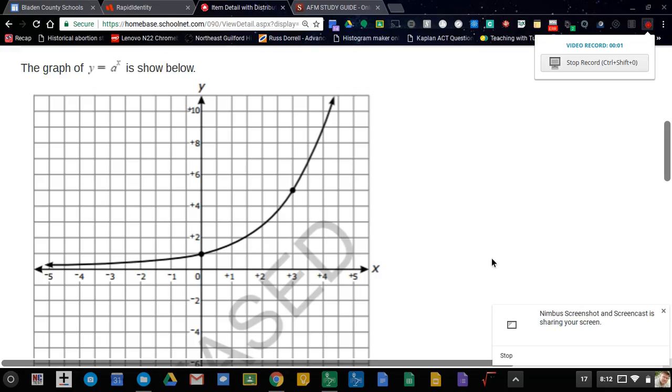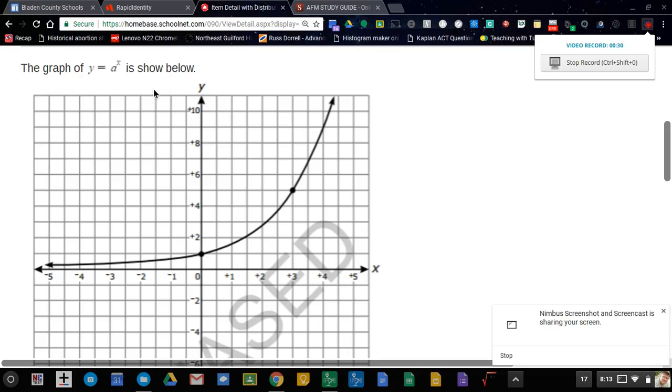Guys, the first problem we're starting with is number 17. It says the graph of y equals a to the x is shown below. It should be "shown"; I guess I made a typo. If you look at this graph, you can tell it's exponential. It's got an exponential increase.